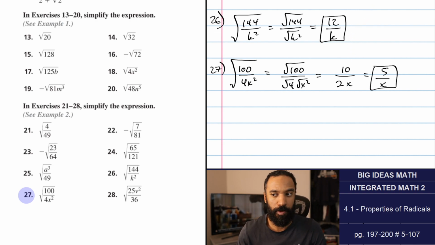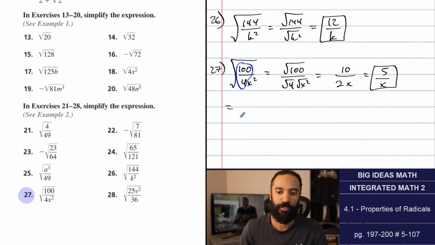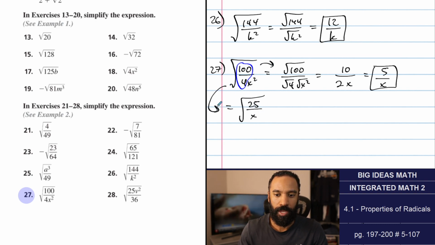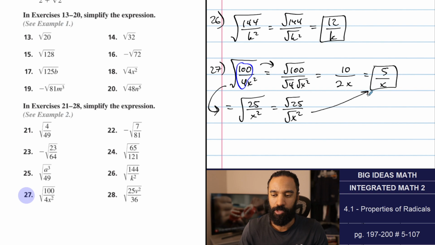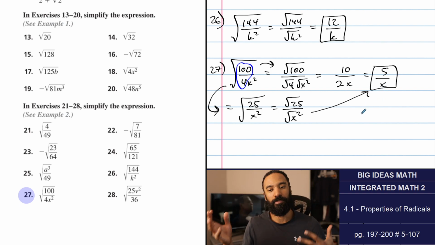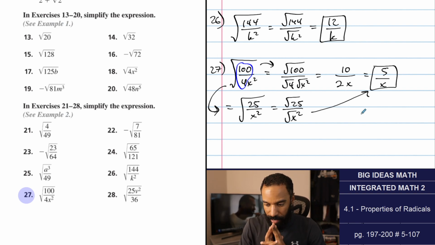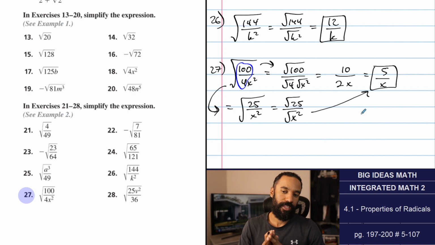If you didn't notice before though, 100 over 4 could have divided prior to this. So I could have had 100 over 4 inside that same radical being 25 to begin with, and 25 over x squared being now root 25 over root x squared, which becomes your 5 over x. So more than one way of doing that. If you want to simplify something earlier and reduce it earlier, go ahead. Now it depends on what you're dealing with.